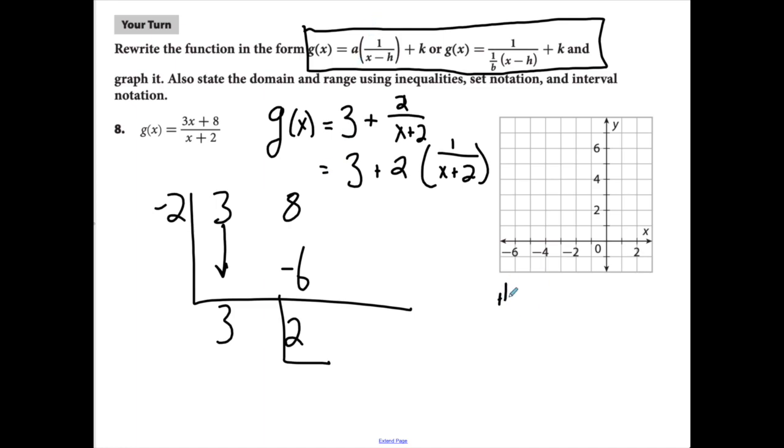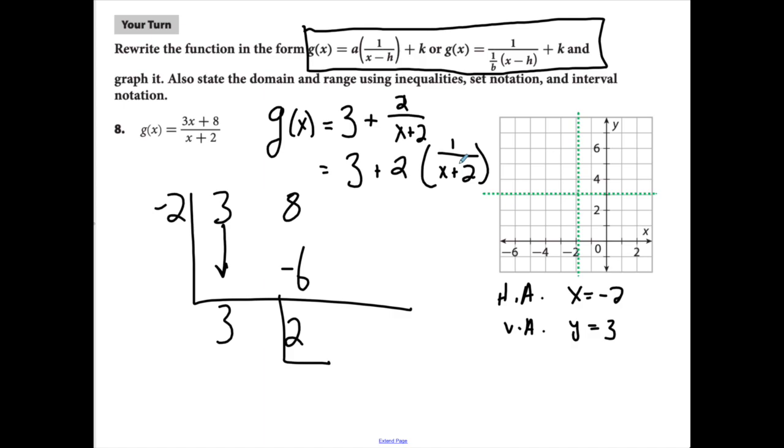So first thing I'm noticing is my horizontal asymptote is y equals 3, and my vertical asymptote is x equals negative 2. Okay, I'm just going to draw these in with a line, since at this point I think a line's going to do a little bit of a better job than me. Now I need my reference points here.